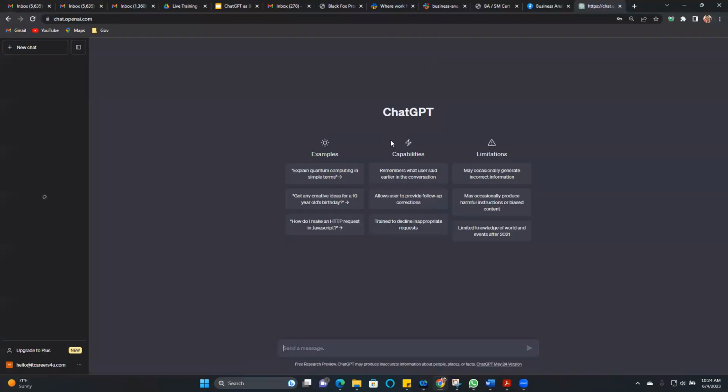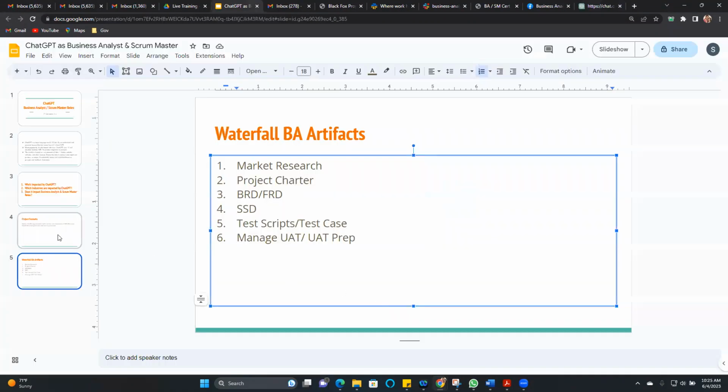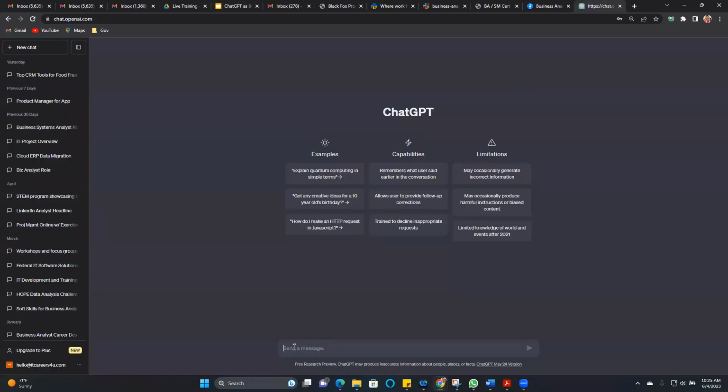Okay, so as I said, ChatGPT is a text-based tool, so it's not going to give you any images or pretty graphics or anything, oftentimes things that we need to use in our documentation, but it is a text-based tool, which means that you have to ask questions for it to respond to you. So I'm going to take my project scenario, and I'm just going to put that in and see what it gives back to me.